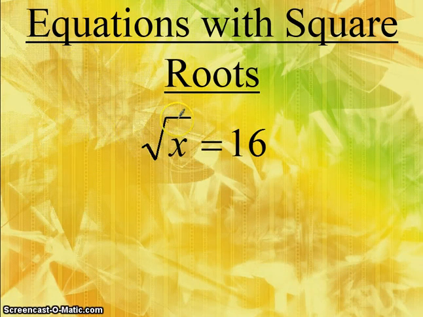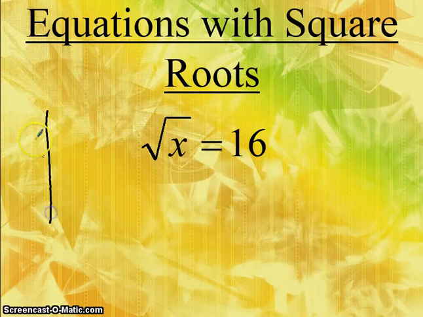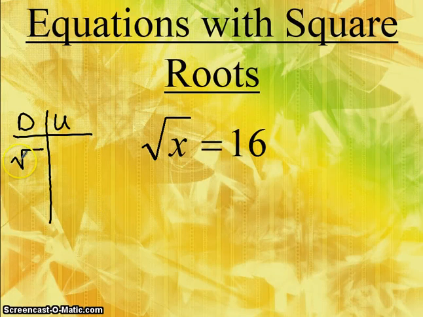So in this problem, we have the square root of x. So if we knew what x was, we would square root it. But since we do not know what x is, we will have to square it in order to determine what it is. So we're going to square both sides.